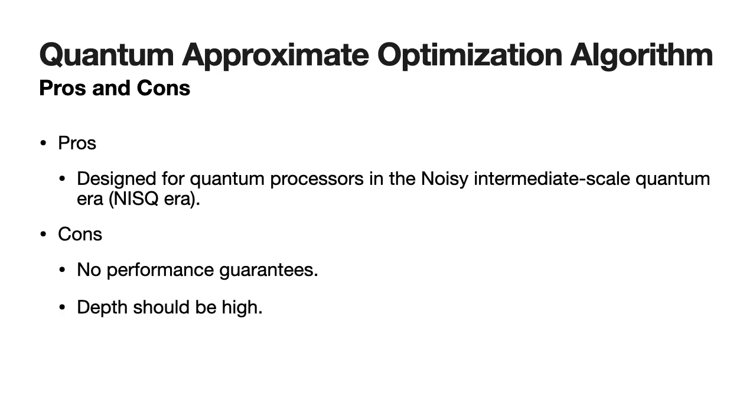Another challenge with QAOA is the requirement for high circuit depth. In the case of QAOA, to get better solutions, we often need to increase the depth of the ansatz circuit. However, increasing the circuit depth can lead to more noise and errors in NISQ devices, which can negatively impact the quality of the solution.